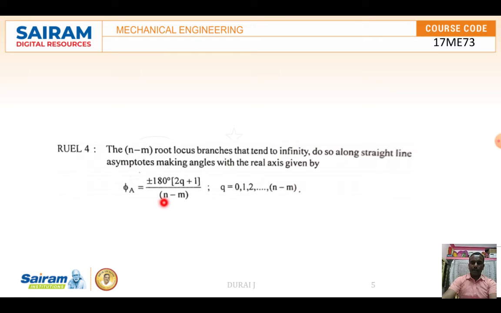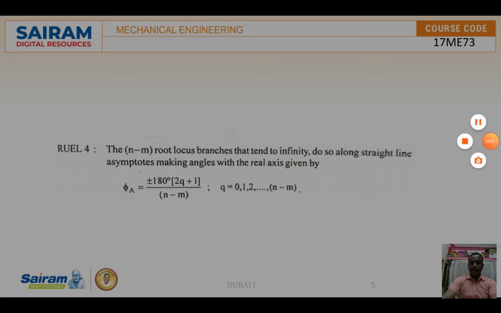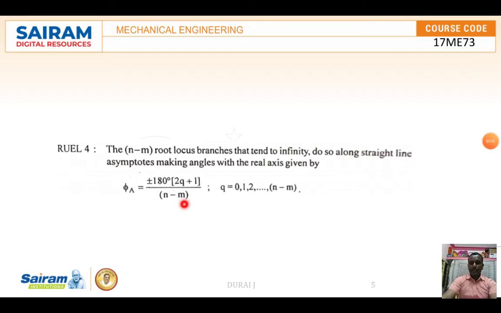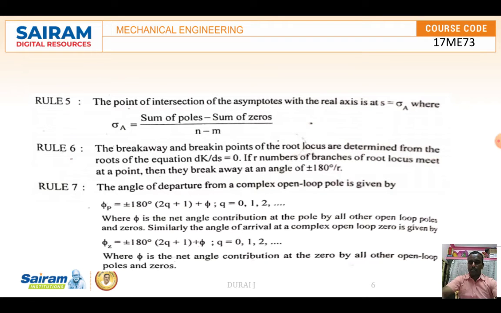As I already told you, n is the number of poles and m is the number of zeros. So n minus m we can write in terms of q. Suppose n minus m is 3, then we write q equal to 0, 1, 2. Like this we are going to find the angles. That is rule 4, or step 4, in the root locus.